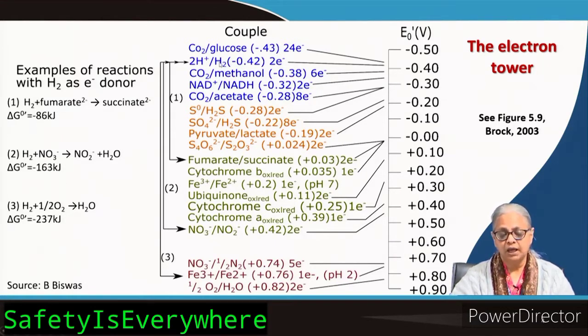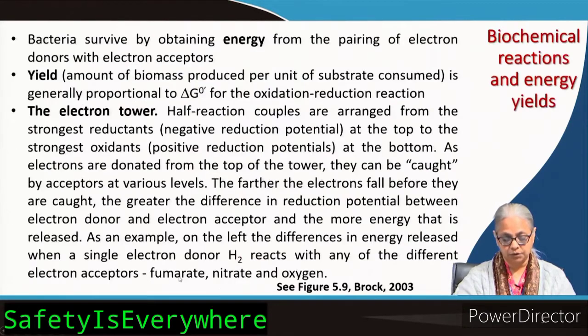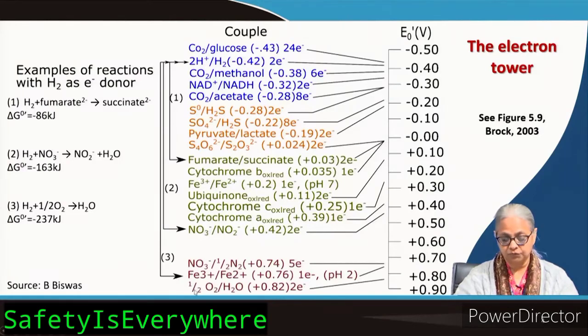And then you have hydrogen again combined with nitrate. The fall of electrons is a little bit more, and you have delta G0' as minus 163 kilojoules. Finally you have the combination of hydrogen with oxygen going to water, and that is the second reaction going all the way down. The arrow is not correct here. The arrow goes further down to the last reaction, and that releases minus 237 kilojoules.